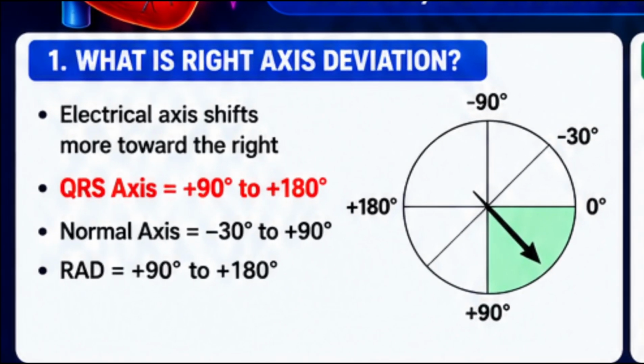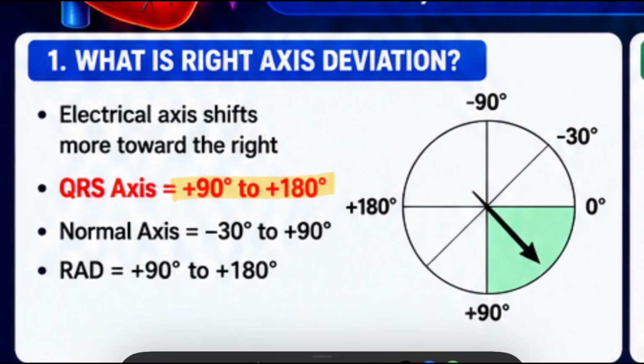So, what is right axis deviation? Normally the electrical impulse travels downwards and slightly towards the left ventricle. In right axis deviation, the electrical impulse shifts more toward the right side. It's called right axis deviation. By definition, in right axis deviation, the QRS axis is plus 90 degrees to 180 degrees. We have to always remember the normal axis is minus 30 degrees to plus 90 degrees. The right axis deviation is plus 90 degrees to plus 180 degrees.